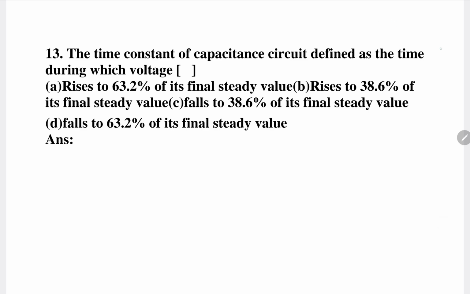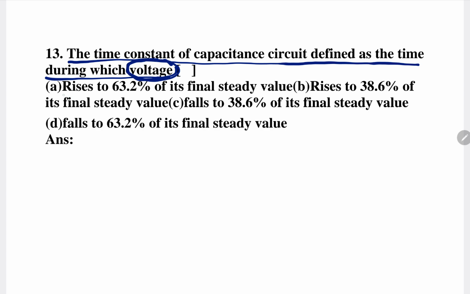Next, the time constant of a capacitive circuit is defined as the time during which the voltage. So here, carefully see, it is about the voltage. In the question, whether we are talking about the voltage or the current, we have to understand properly here. So how do we define the time constant in the capacitive circuit in terms of the voltage?